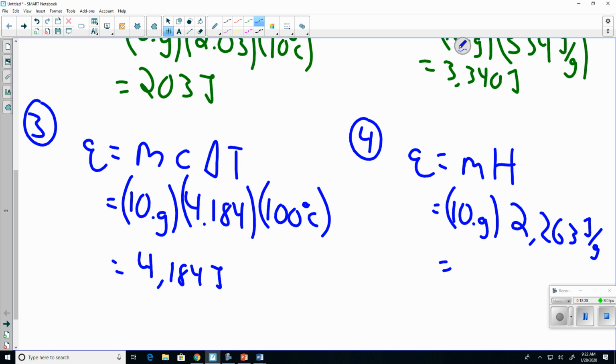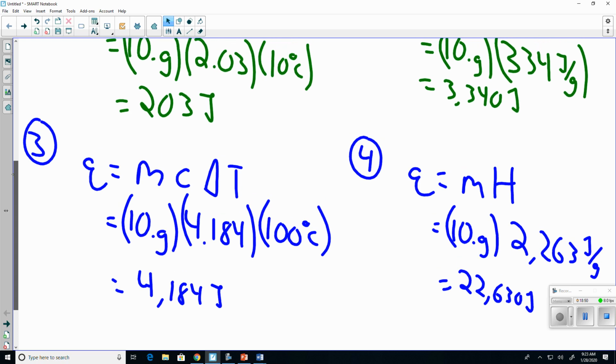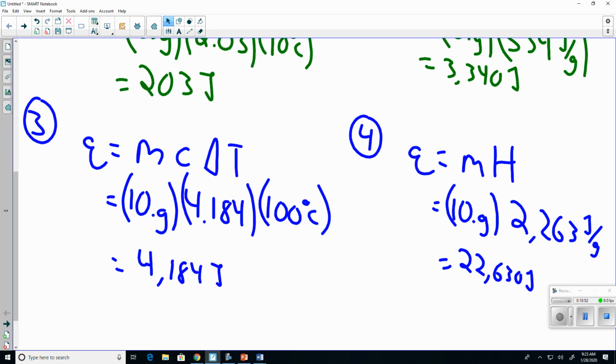Haley, multiply those two. 22,630 joules. Notice how much more energy is in our step 4 on the right-hand side to go from liquid to gas than is in our step 2 to go from solid to liquid.